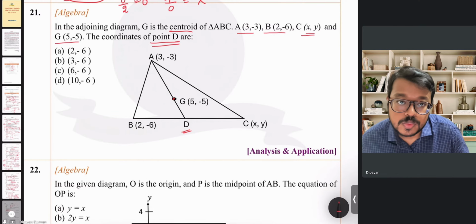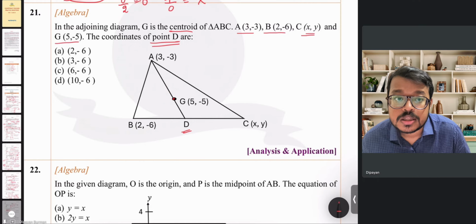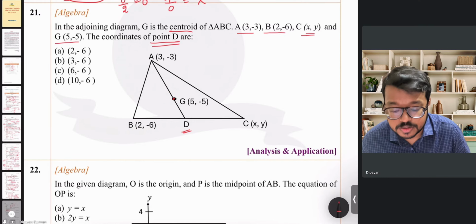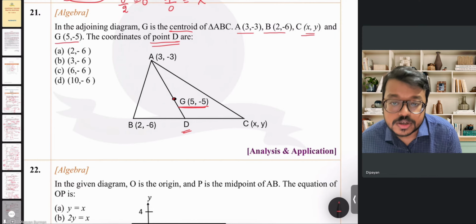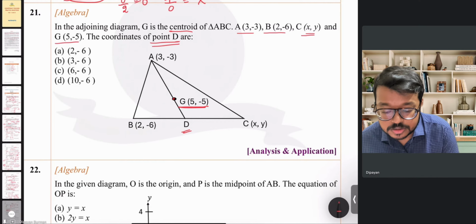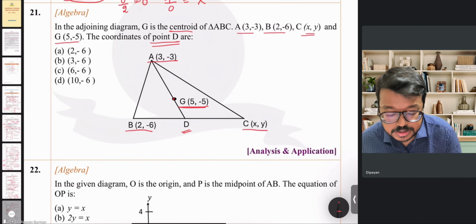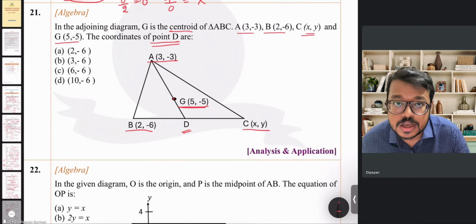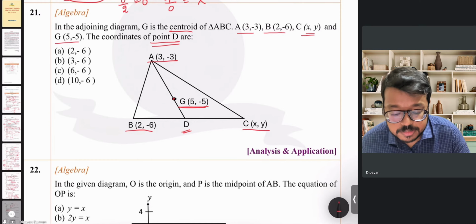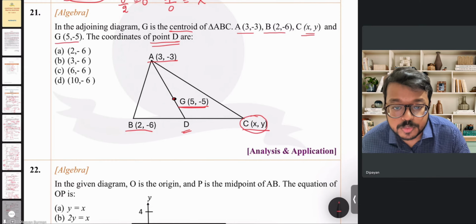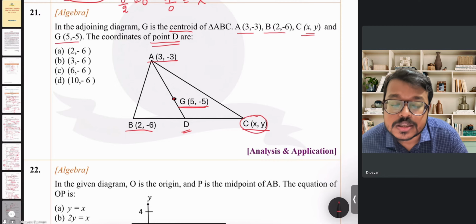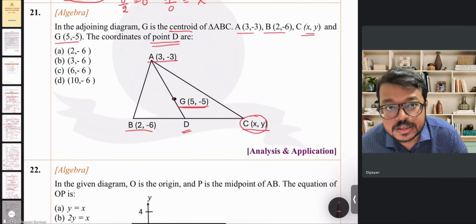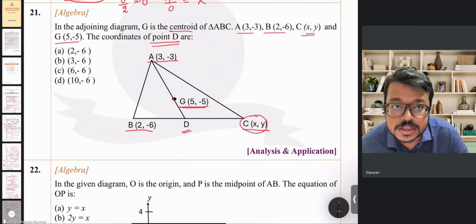One way is that I can use the formula for the coordinates of the centroid of the triangle. The coordinates of the centroid are given, but they depend on the coordinates of the three vertices of the triangle. If I use that, I'll be able to find the coordinates of point C. Now D has to be the midpoint of BC because median AD will bisect the side BC. So then I can use the midpoint formula and find the coordinates of point D.